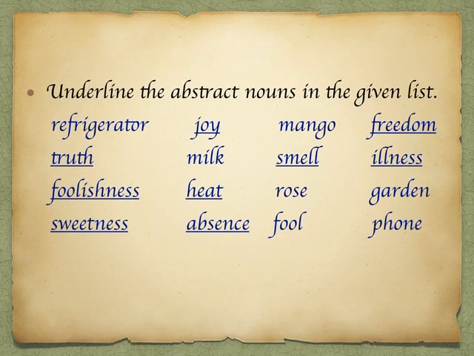I hope you all have done the exercise which I asked you to do in my previous video. So let's check the answers. Underline the abstract nouns in the given list. So from the given list of words, we have to find out the abstract nouns and underline them. So the abstract nouns over here are joy, freedom, truth, smell, illness, foolishness, health, sweetness, and absence. Now today we will learn some more kinds of nouns.